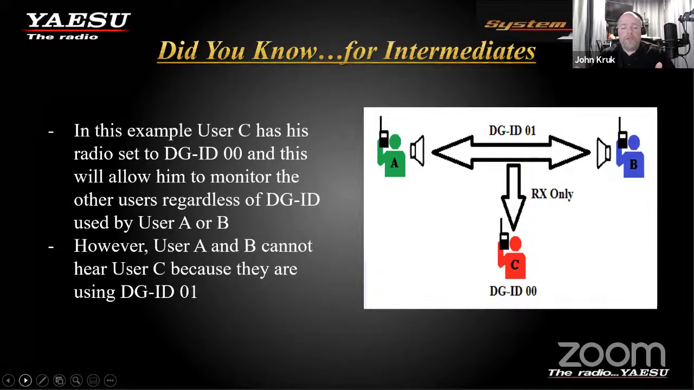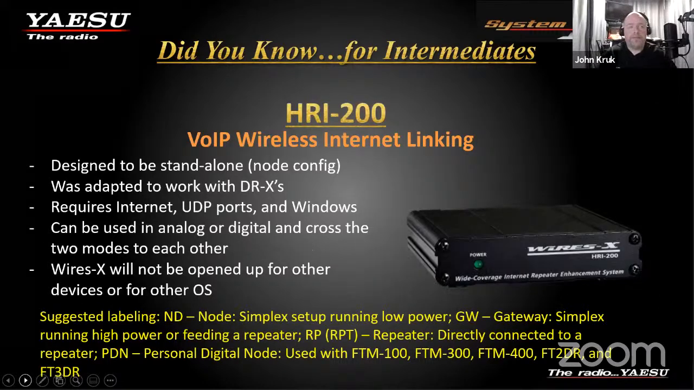Or even more so, you can say, okay, I want to transmit 1 because maybe we have other people in the group who are transmitting or receiving with DGID 1, but we want to open up on C, or user C is using 00, so A and B want to receive with 00, if that makes sense. Once again, very flexible in that case.